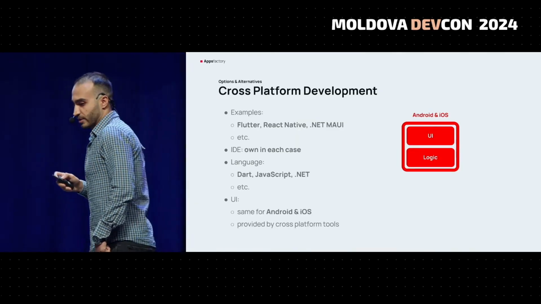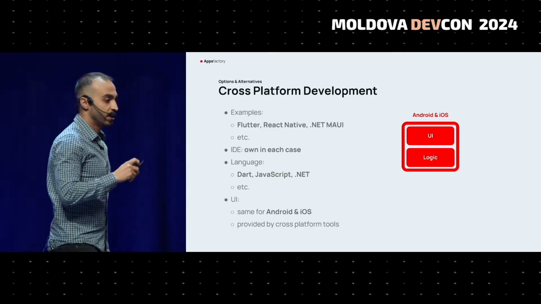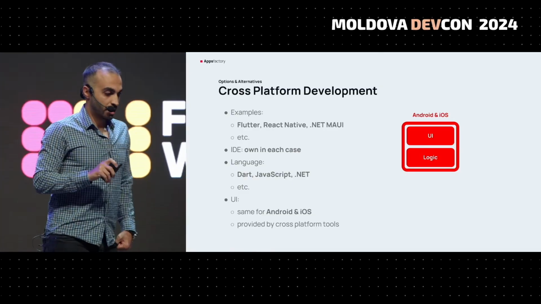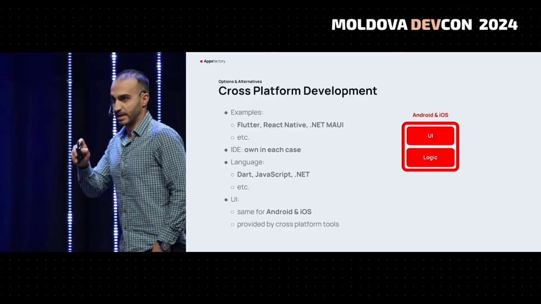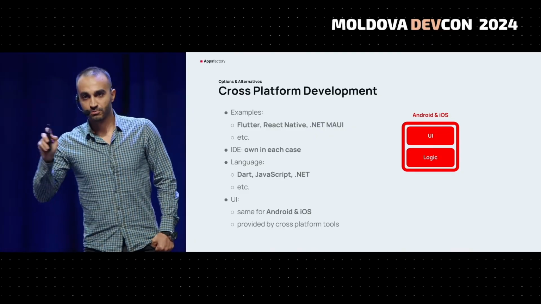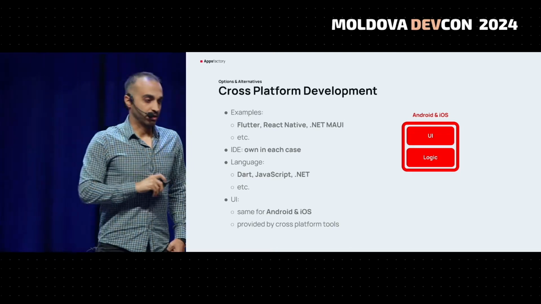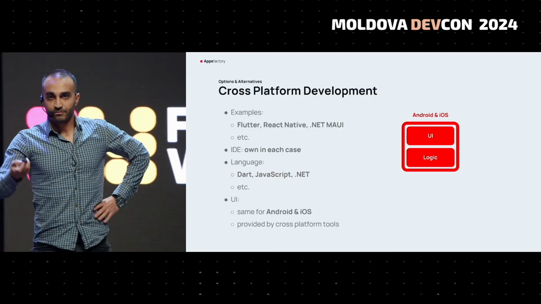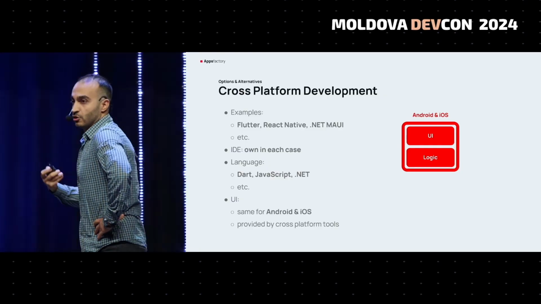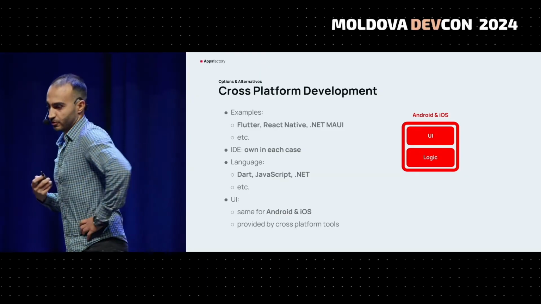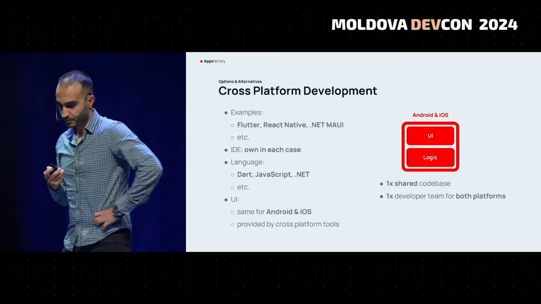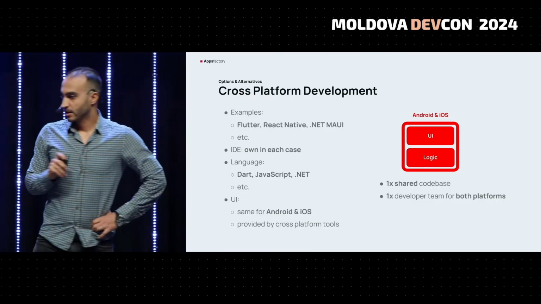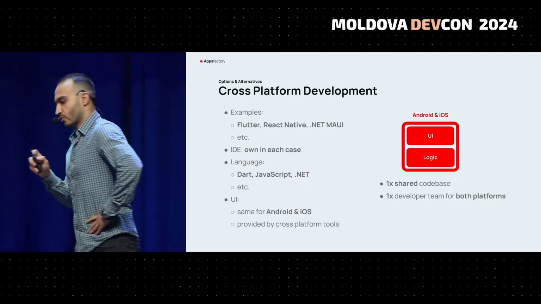So another option that we have is cross-platform development. Cross-platform development gives you Android and iOS apps together. But here, for example, Flutter is an option from Google, React Native from Facebook, and .NET MAUI from Microsoft. But here, you need to learn the language, and you need to learn the platform tools and their environment to be able to develop with these technologies. And here, you have one shared code base, and you have one specialized team for both platforms.